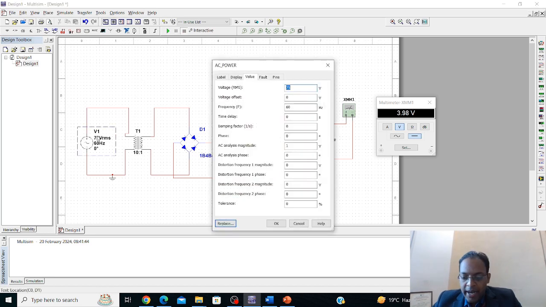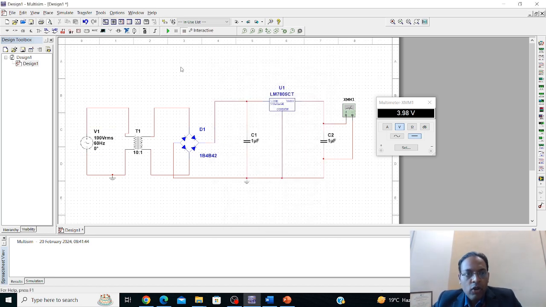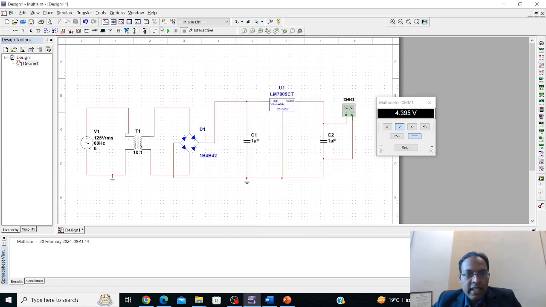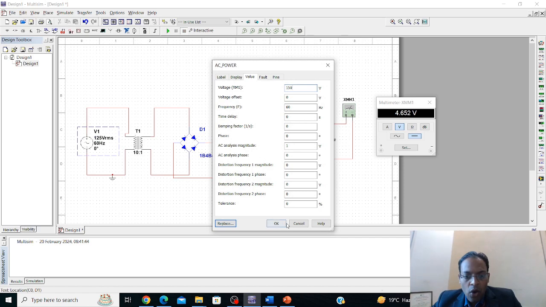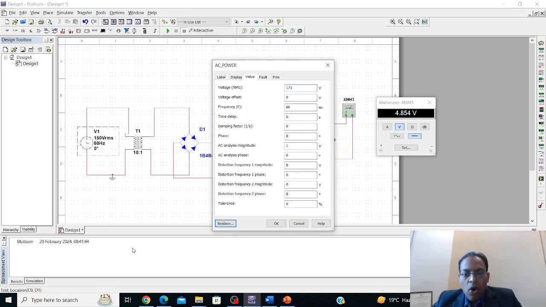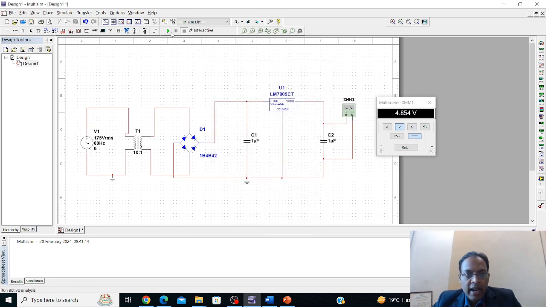Next reading, make it 100. On 100 volt AC, we are getting a DC voltage of 4.3 volt. Make it 125. On 125 volt AC, we are getting a DC voltage of 4.65 volt. Make it 150. On 150 volt AC voltage, we are getting a DC of 4.85. Make it 175. On 175 volt AC, we are getting a DC voltage of 4.9 volt.